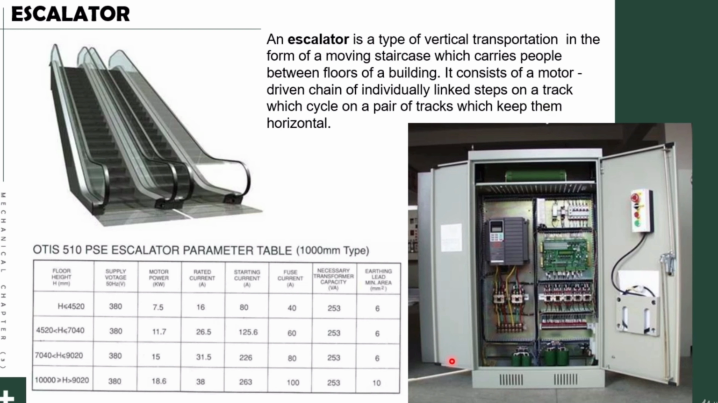Also, here this is the controller of an escalator. It consists of a main breaker, contactors, a controller and so on. And here also I take this data from a catalog of an escalator. It shows the current in ampere and also the starting current and the motor power. You can determine the main breaker and cable by this data.